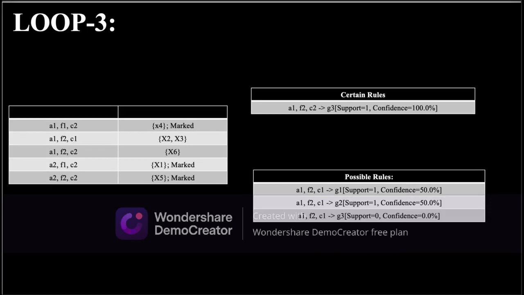We continue with our next loops until we don't find any unmarked sets describing G. In loop 3, as we can see, the intersection of A1, F1 and C2 is X4, which is already marked in loop 2. Hence, we are left with two sets, A1, F2, C1 and A1, F2, C2. Certain rules and possible rules have been formulated as follows. We stop at loop 3 because there are no attributes left to be described in terms of G.